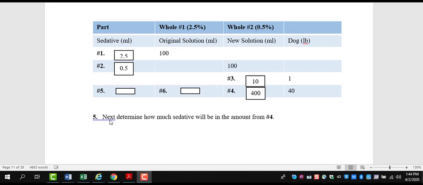For number 5, it says next determine how much sedative will be in the amount from number 4. So here's number 4. It needs 400 milliliters of the solution. The solution has 0.5 milliliters of sedative for every 100 milliliters of solution. So if you need 400 milliliters of the solution, that's 4 times this. So this is going to be 4 times 0.5, which will be 2.